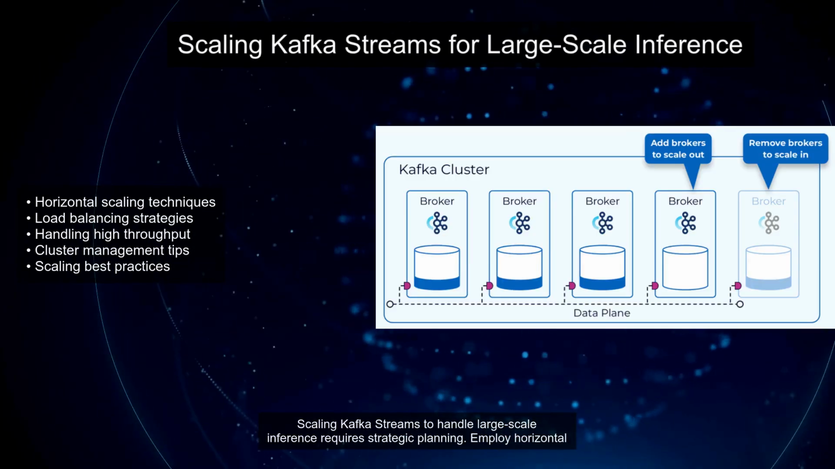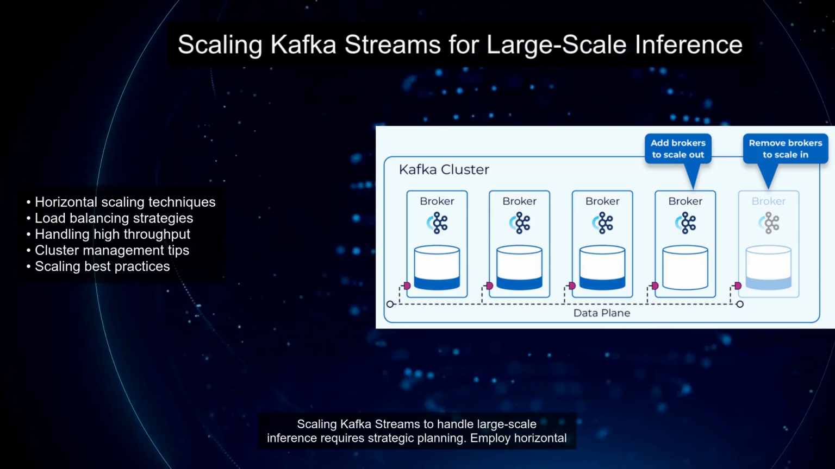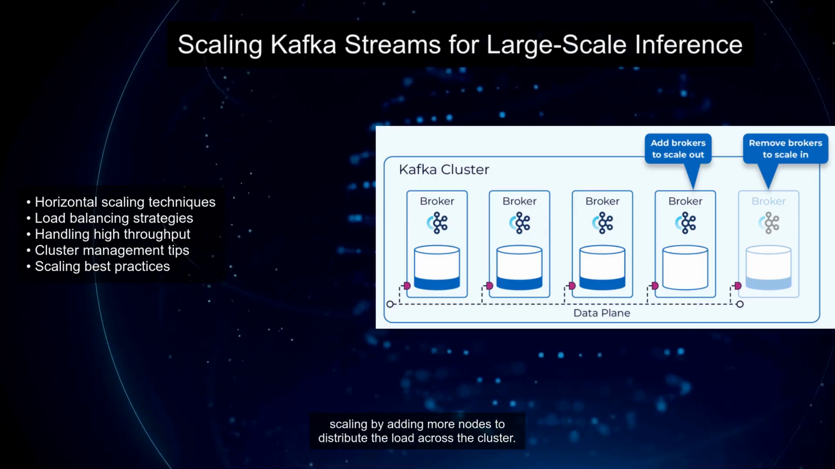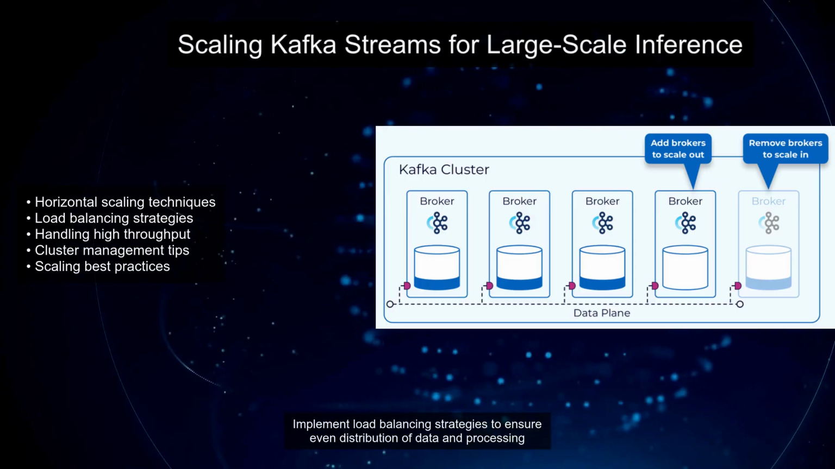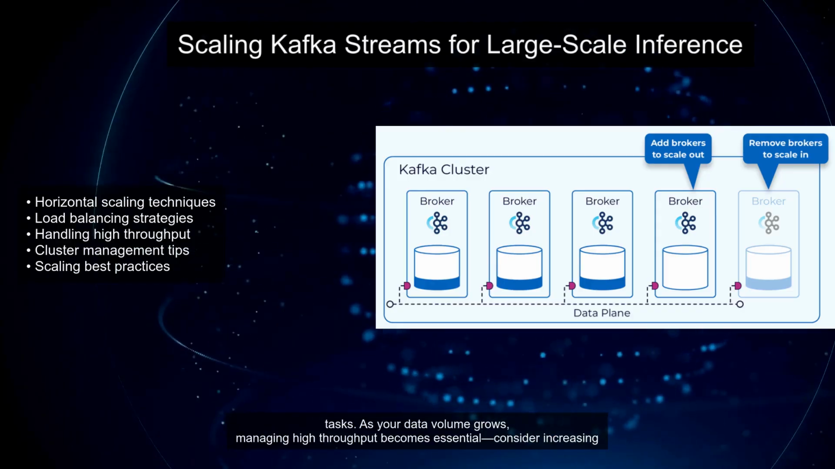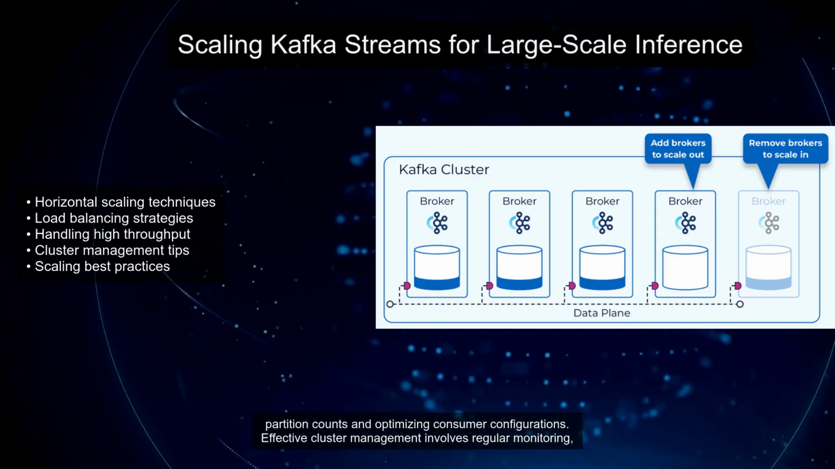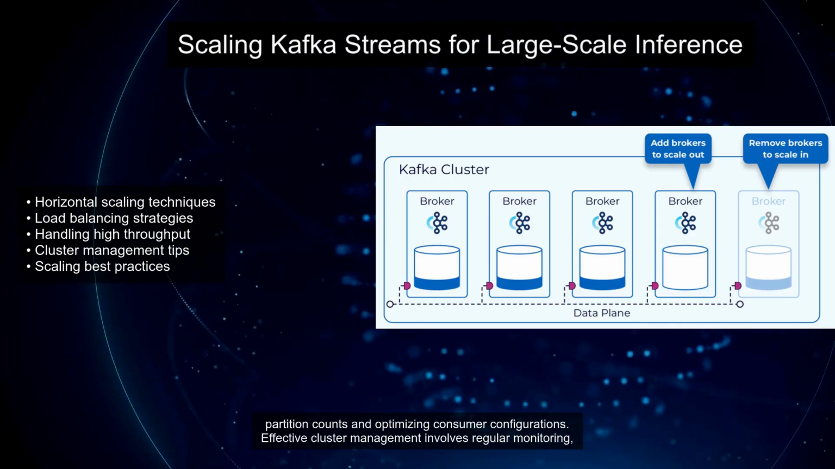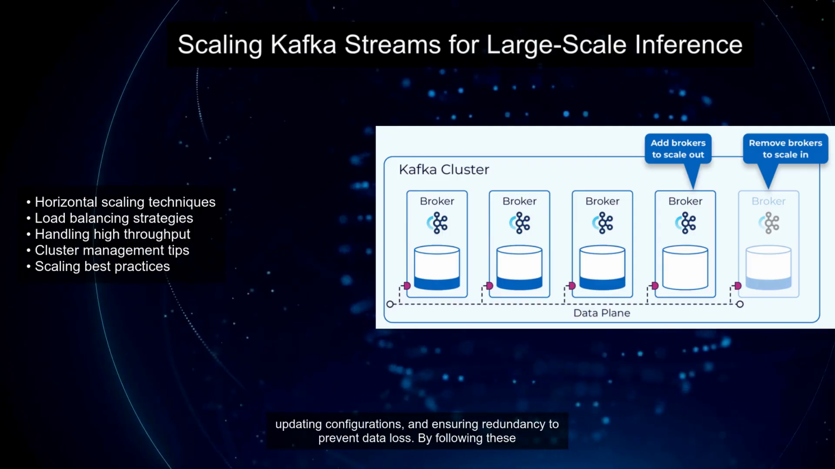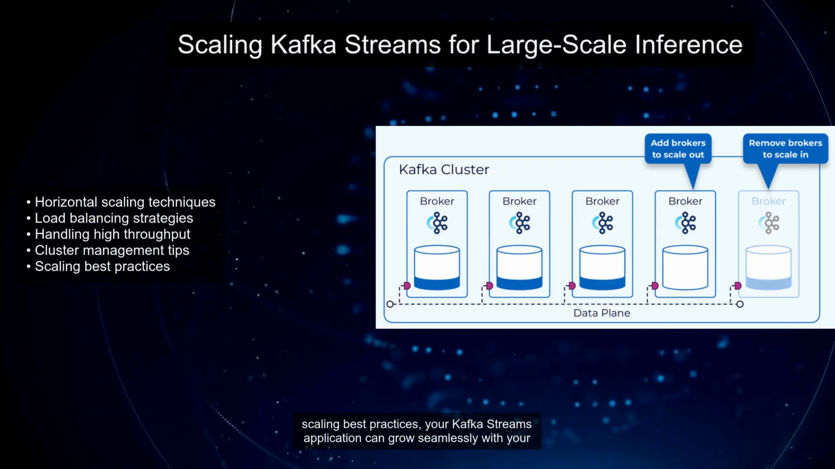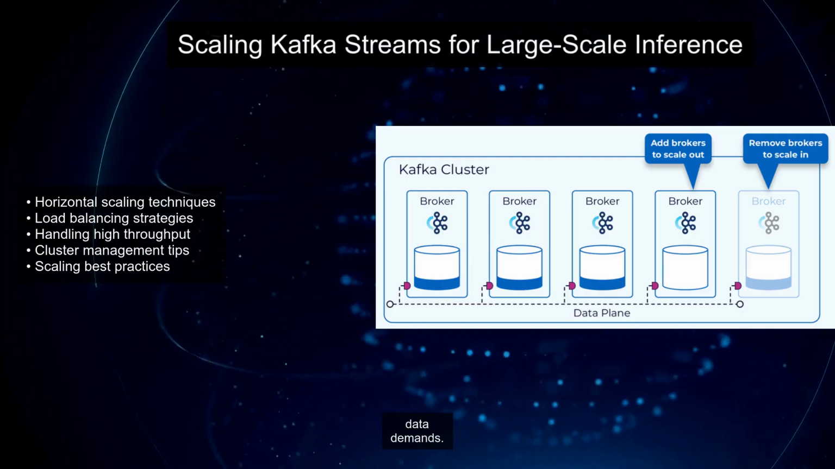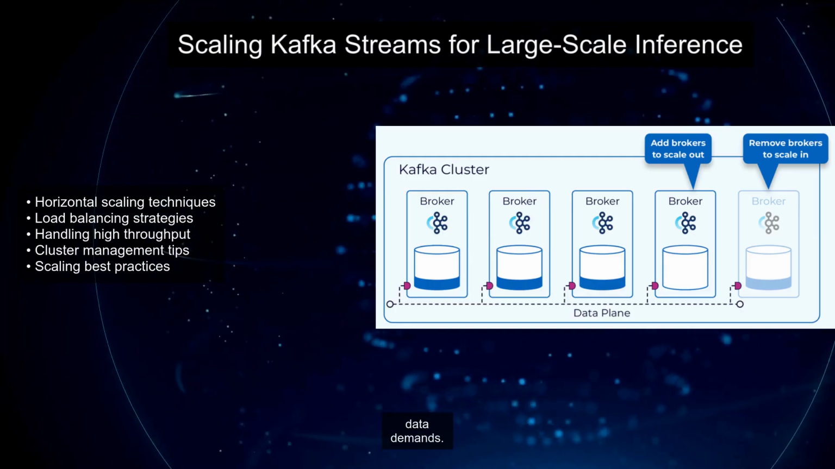Scaling Kafka Streams to handle large-scale inference requires strategic planning. Employ horizontal scaling by adding more nodes to distribute the load across the cluster. Implement load balancing strategies to ensure even distribution of data and processing tasks. As your data volume grows, managing high throughput becomes essential. Consider increasing partition counts and optimizing consumer configurations. Effective cluster management involves regular monitoring, updating configurations, and ensuring redundancy to prevent data loss. By following these scaling best practices, your Kafka Streams application can grow seamlessly with your data demands.